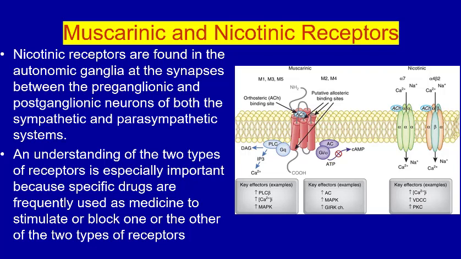Understanding of the two types of receptors is especially important because specific drugs are frequently used as medicine to stimulate or block one or the other of the two types of receptor. So we use drugs. In some cases we need blockage of the muscarinic receptor, and in some cases we need blockage of the nicotinic receptor. So the understanding of these receptors is important.